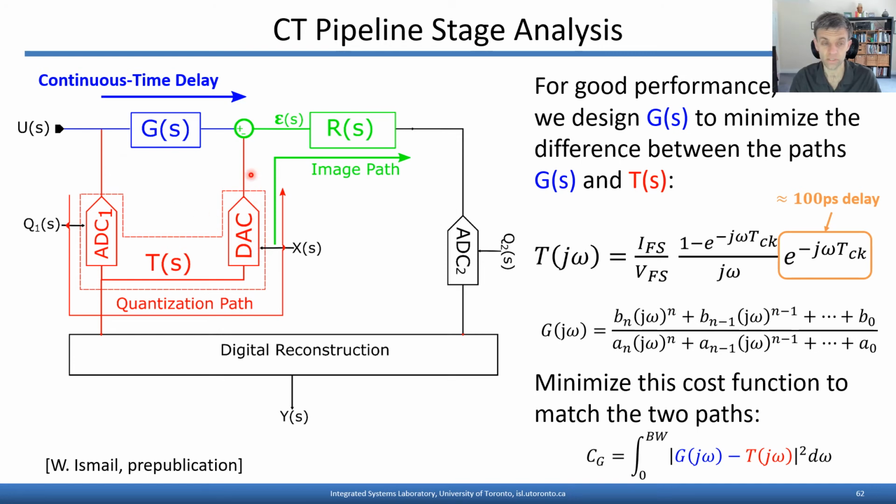So the transfer function G was therefore cast into a generalized rational form as shown here, and an optimization was performed to find the rational transfer function coefficients for G that would minimize, as a cost function, the difference between the frequency response through G and that through this quantization path, which we call T. Minimizing the mean squared difference between those two frequency responses over our bandwidth of interest would result in the best possible G for a given order n.